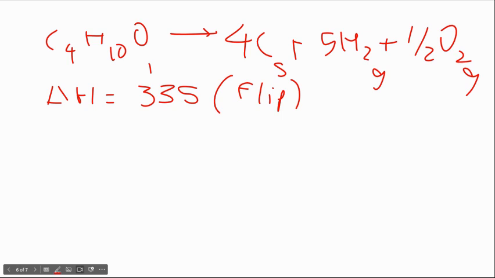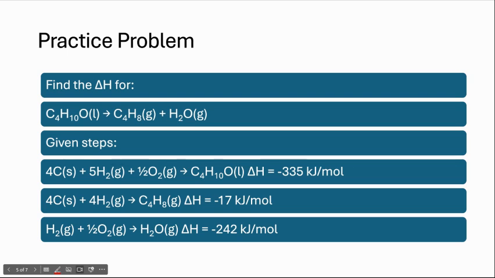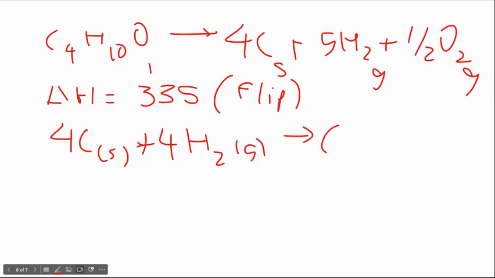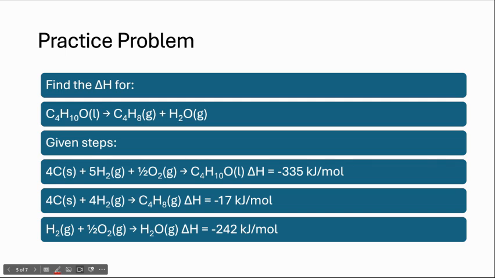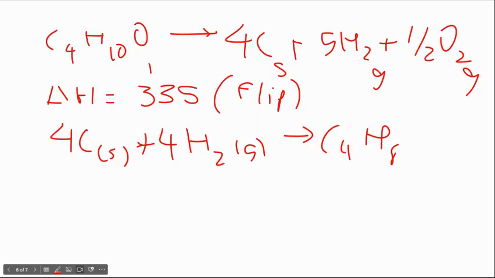So we'll write 4C solid plus 4H2 gas goes into C4H8 gas. And then delta H is negative 17.